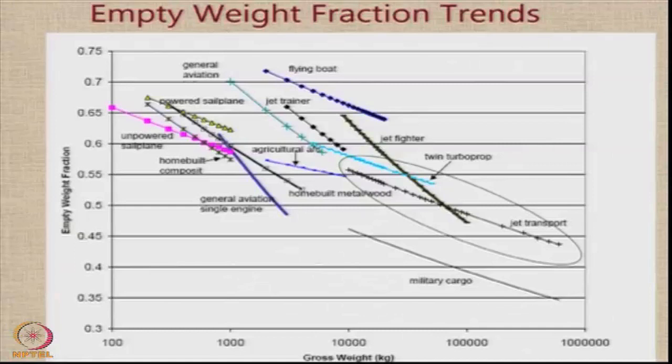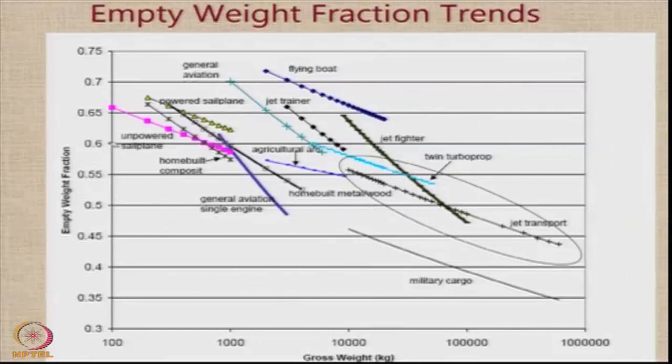Another point to be observed is that this graph has a logarithmic scale on the x axis. It is not a linear scale, bear in mind it is a logarithmic scale, and the y axis of course is just a linear scale. So, on a linear log plot, the trend lines appear to be linear, and we can use them to get an idea about what would be the expected empty weight. So, how do we use this graph? Let us say you are designing a jet fighter aircraft, okay, and the gross weight of this aircraft is expected to be some number, let us say 10,000 kilograms, then its empty weight fraction is likely to be around 0.65 by looking at this particular graph. So, what you do is you come up on the line and then go on the x axis and read the number, okay.